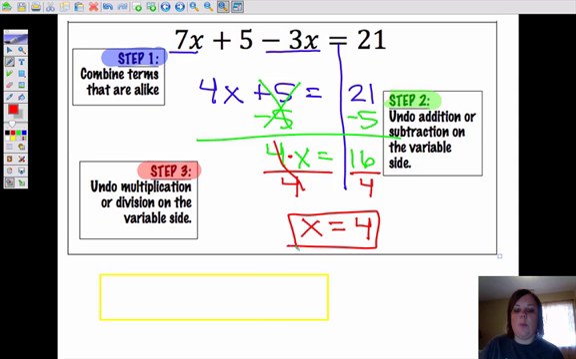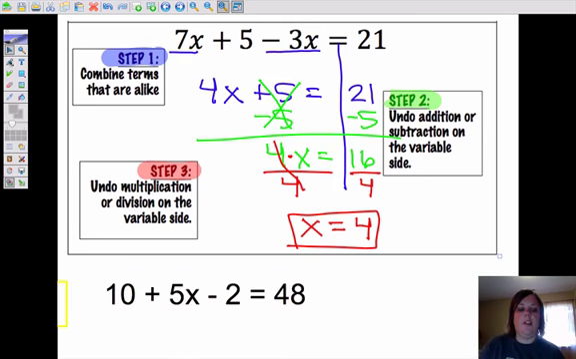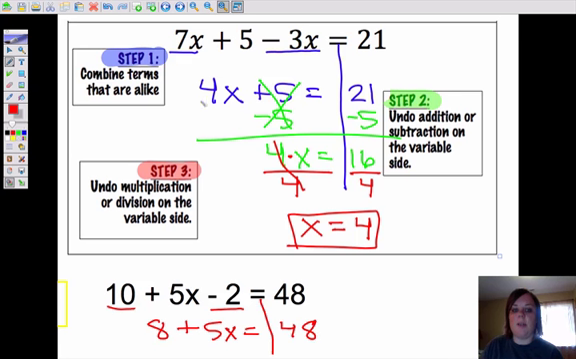And again, like last time, we could plug this in to check it. All right, I want to show you one more that's not on your sheet, just to remind you that sometimes when you're combining like terms, it's with constants. So if this is my equation, I notice that I have a plain old 10, that's called a constant, and a minus 2, which is also a constant. They don't have any x with them. And then you could combine those. So 10 minus 2 would give me 8, and then I'd have 8 plus 5x is equal to 48, and I could continue solving it that way.